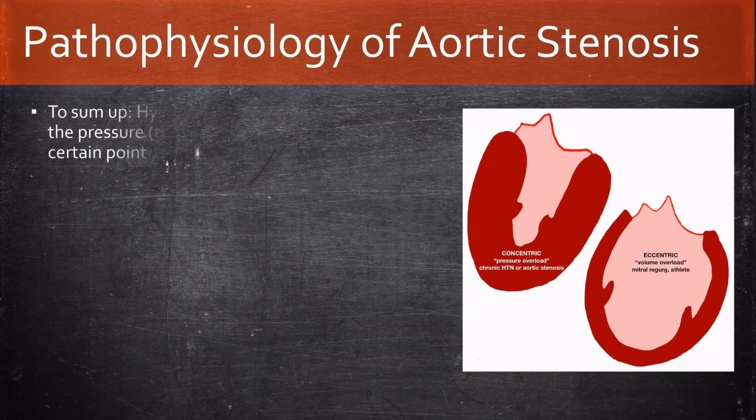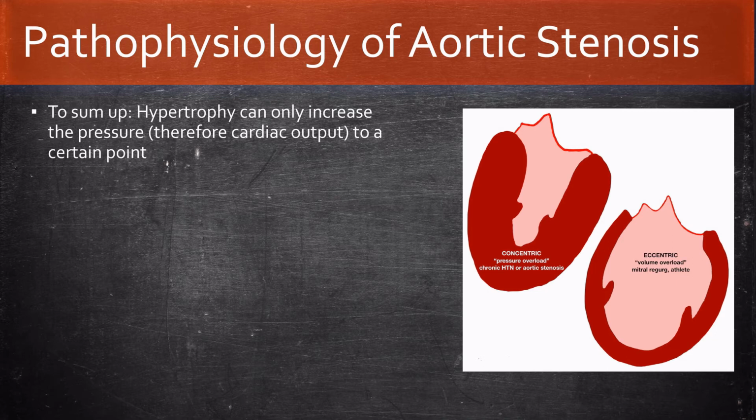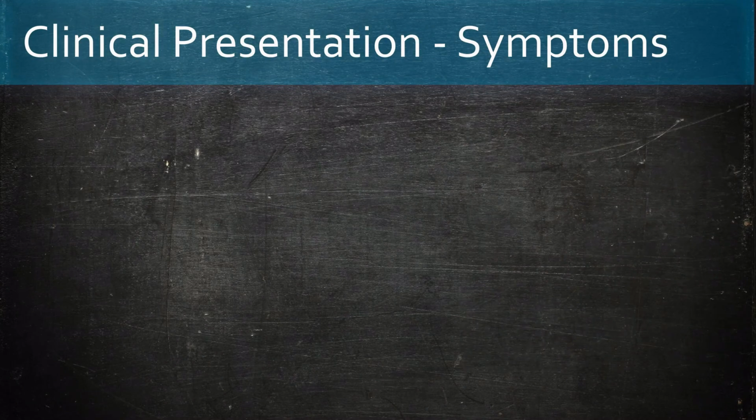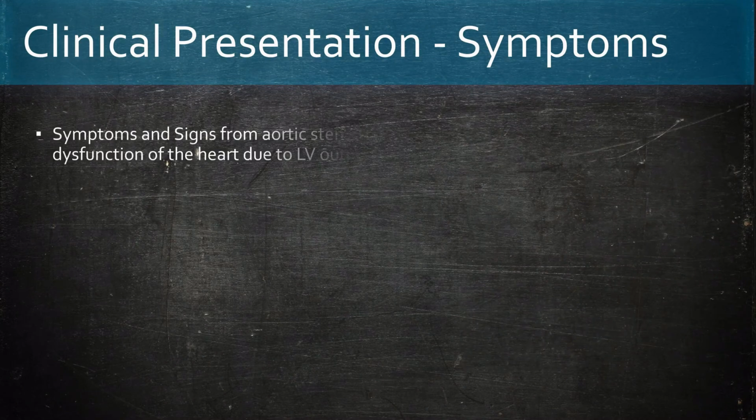To summarize, hypertrophy can only increase the pressure to a certain extent. Therefore, beyond this point, stroke volume and contractility are reduced, and therefore cardiac output is reduced. Cardiac output becomes fixed, therefore heart failure develops. Let's move on to clinical presentation. What does this look like?